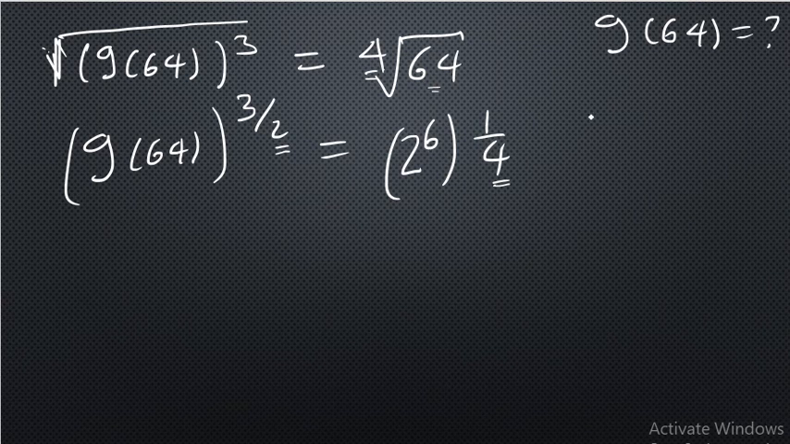Then the next step, I am looking for g of 64. So I have to remove this exponent, so I have to multiply the exponent by what?